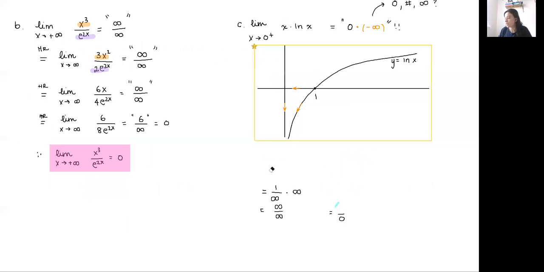Okay, so I can erase this now. This was just for the idea. You can write it in your notebooks, but the main goal is for us to write this as either 0 over 0 or infinity over infinity.